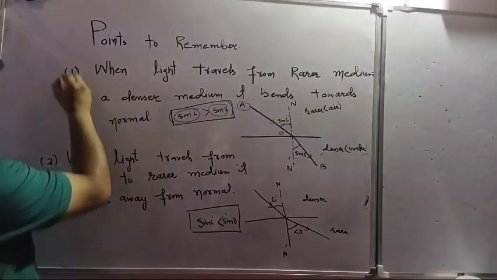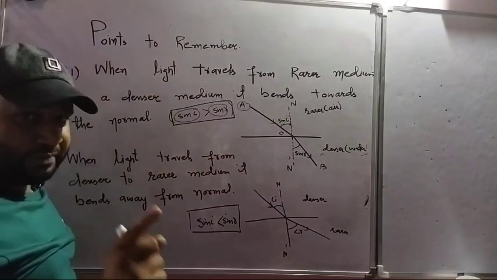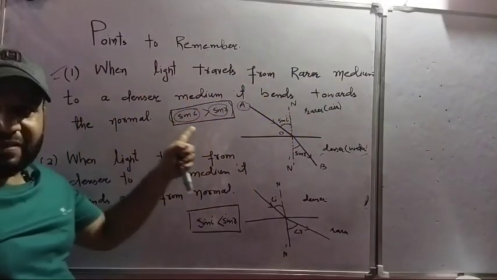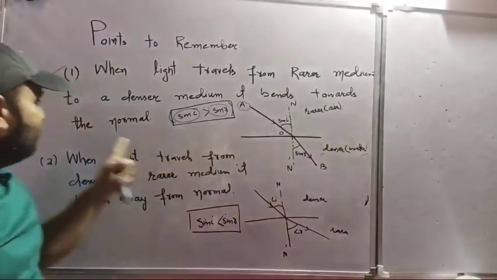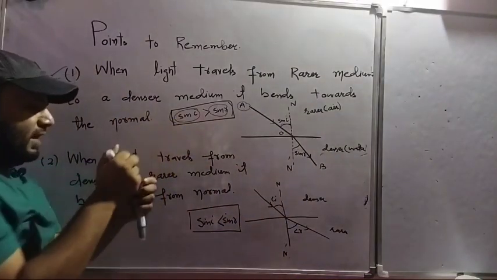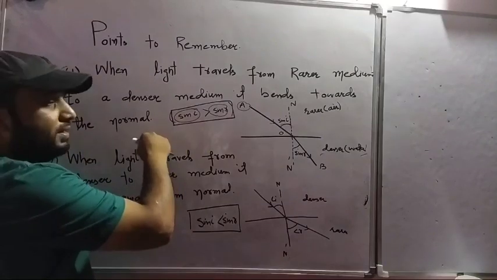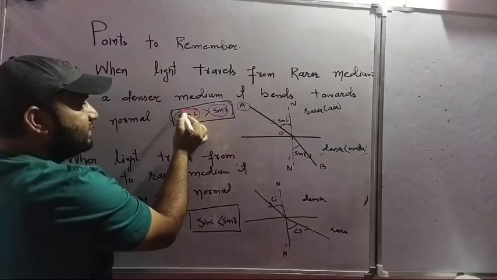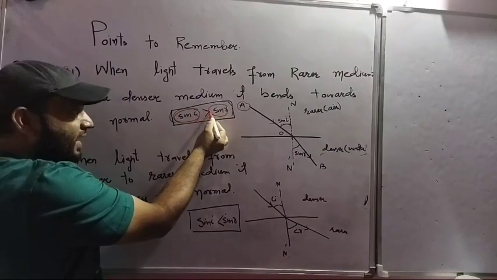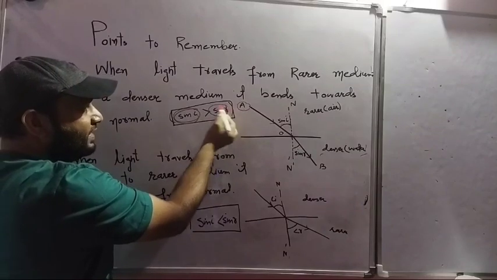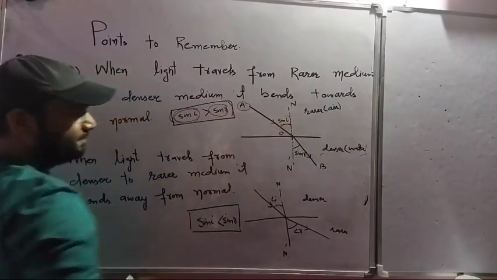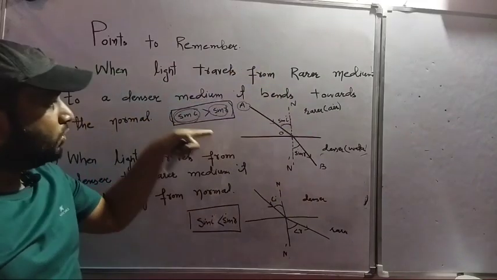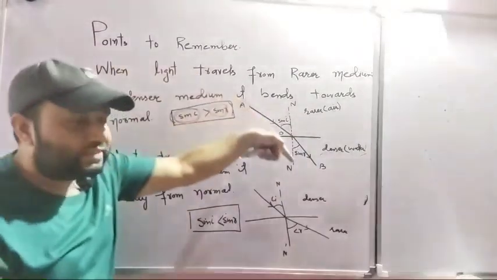So this is the point you have to remember now. When light travels from a rarer medium to a denser medium, it bends towards the normal. And one more point I have added here: when light travels from a rarer medium to a denser medium, at that time the sine of incidence is greater than the sine of refraction. You can easily see that. This is the first point. So whenever light travels from rarer to denser, it will bend towards the normal.